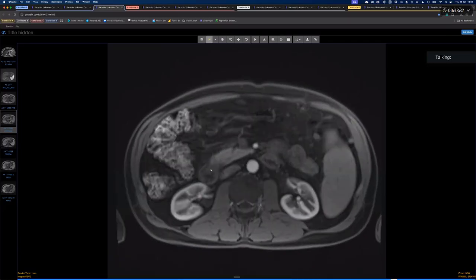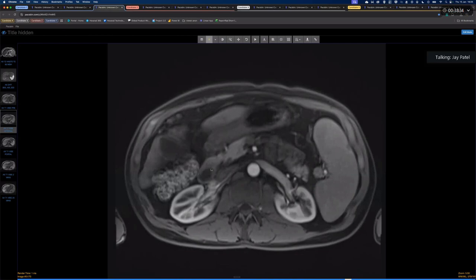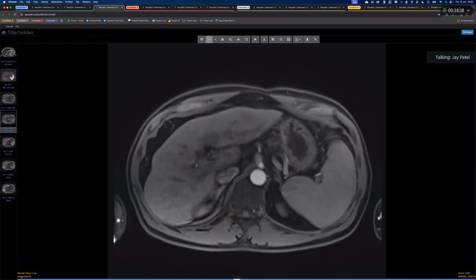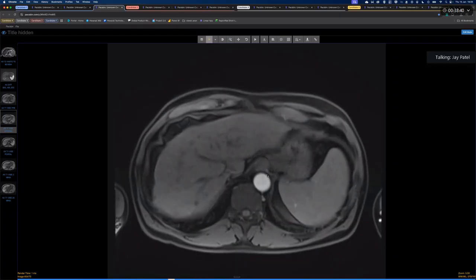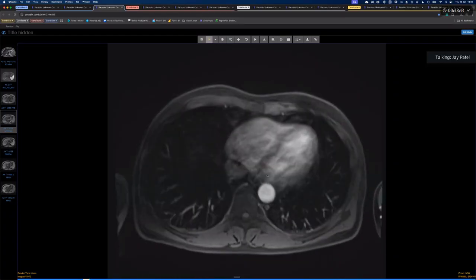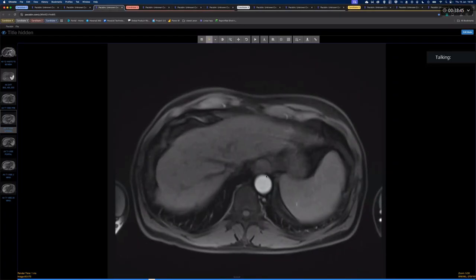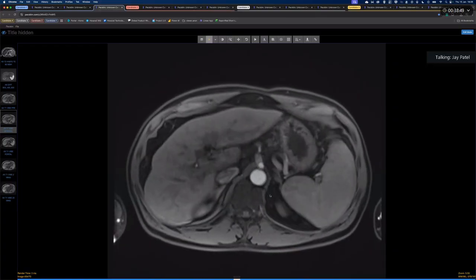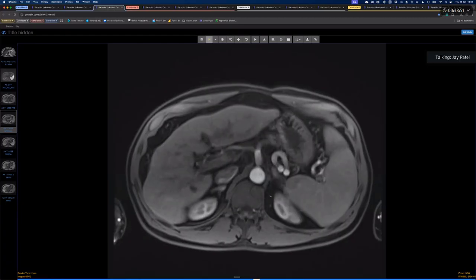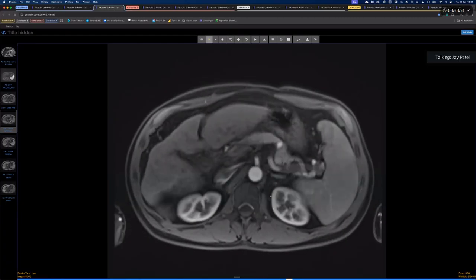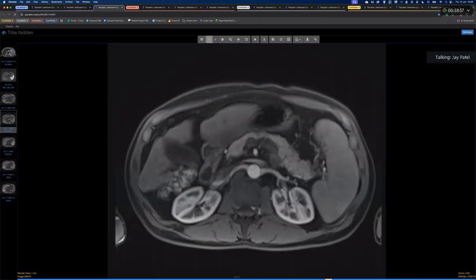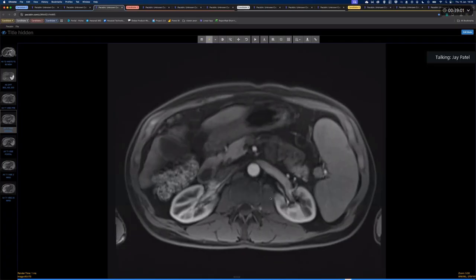What else would you see on an early arterial as opposed to a parenchymal arterial phase? Would you kindly repeat the question? How else do you differentiate? You regarded this as an early arterial phase. What other differences would you see if this was a parenchymal arterial phase?